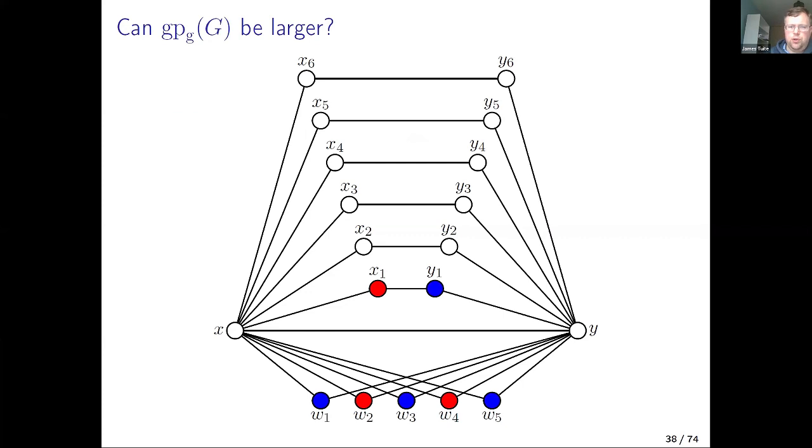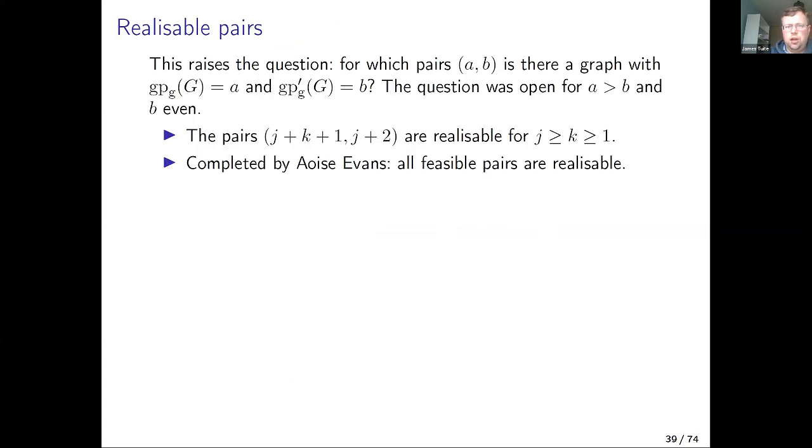And so this, if we allow many more 4 cycles and triangles, gives us a graph in which the builder number is smaller. So this raised a question: for which pairs A, B is there a graph with builder number A and blocker number B? The question was open for A strictly more than B and B even. And in the paper, we managed to find constructions for some of those, but not all. But this direction was finally completed by my student Isha Evans, who, using some very nice game theory, proved that all feasible pairs are realizable.